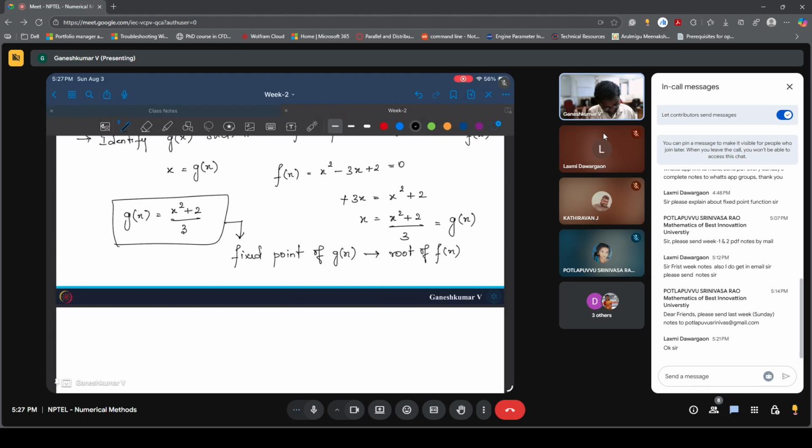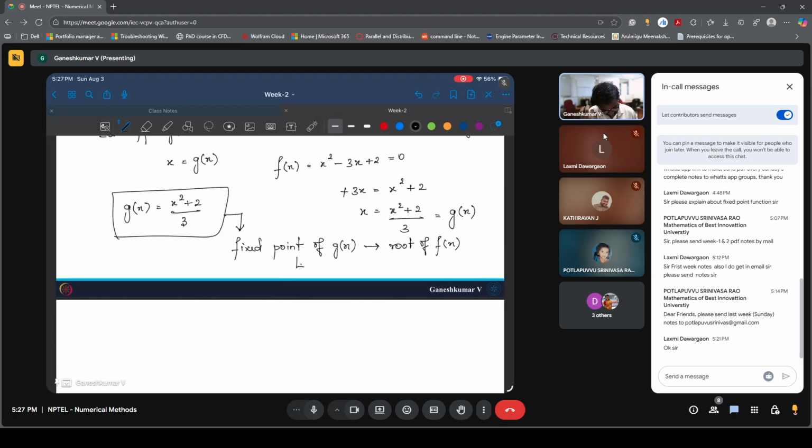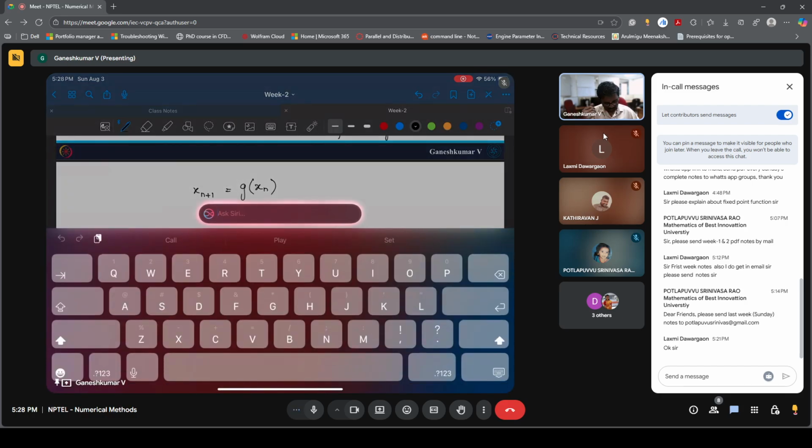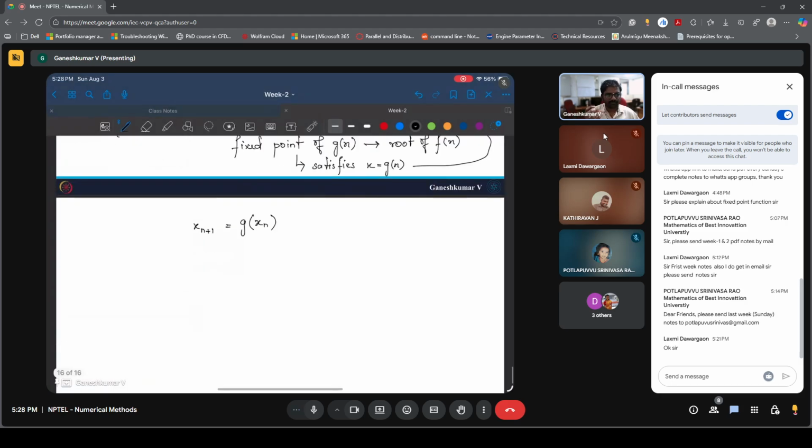So how am I saying this? Because the fixed point of g of x satisfies x is equal to g of x, which is nothing but your f of x. This is how you got the g of x, this is how you got the f of x. So now the fixed point iteration says that x of n plus 1, the newest iteration, you can take it to be g of xn. That's all. So now you start with the iteration value, you find the g of xn.